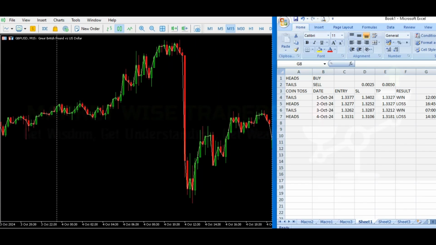Okay, let's toss the coin for the 5th of October. We have got tails. Tails says we sell. Tails, 5th of October. Okay, I should put this down. Right, what is my entry point? Tails says sell. Somewhere here. And this is 131.04. 131.04 selling.